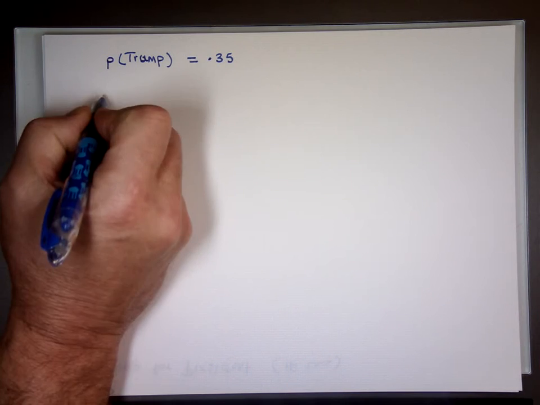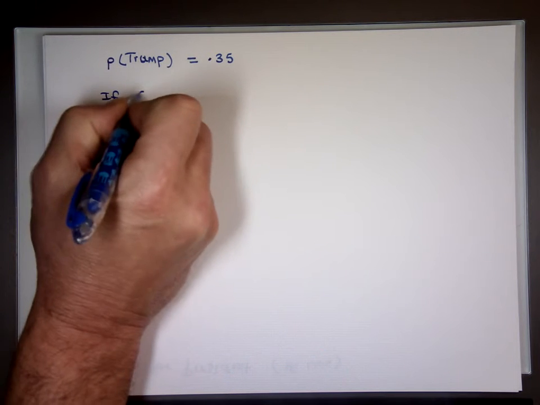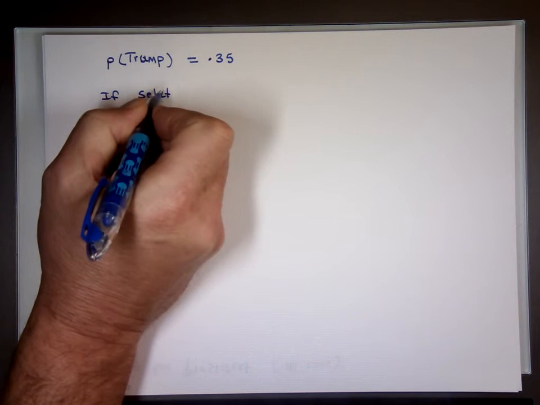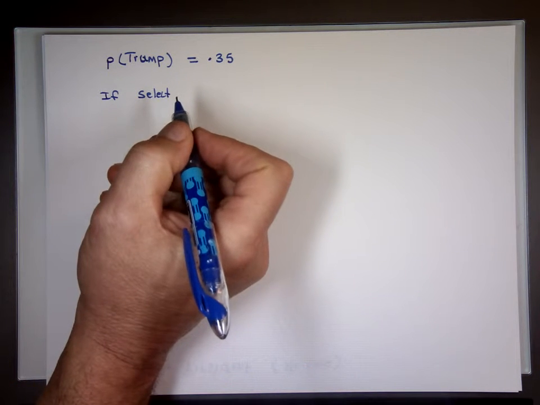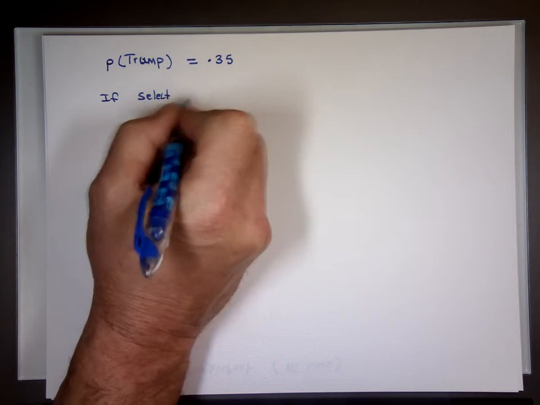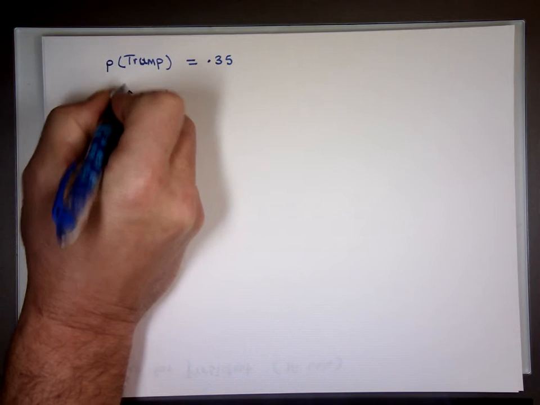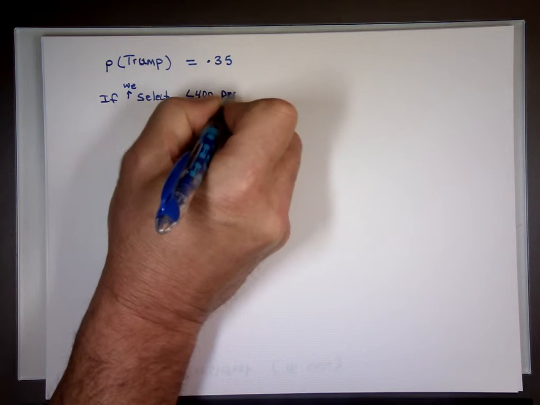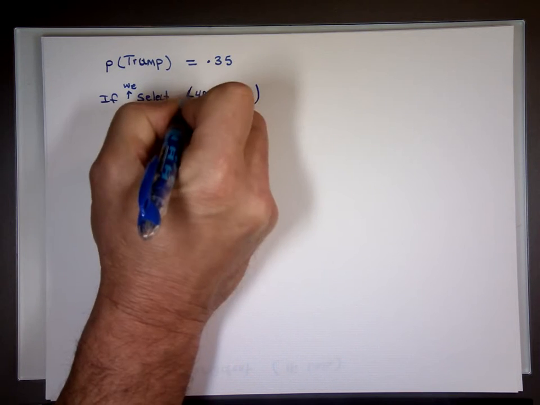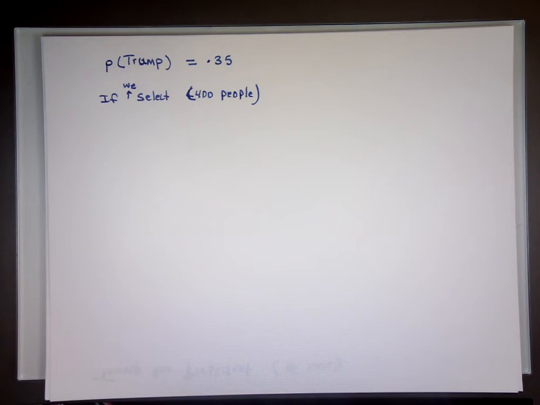Now, I saw today that a study was done for Wisconsin to see who's going to win Wisconsin. They surveyed 400 people. If we select 400 people and ask them, would you vote for Trump for president? We're assuming these people are random people.